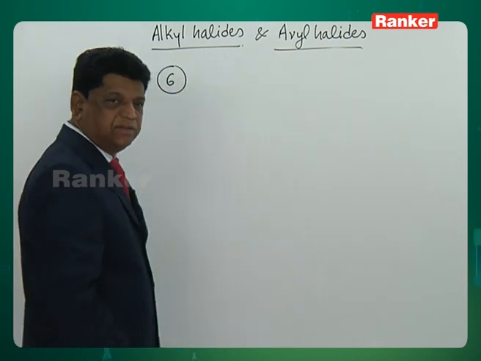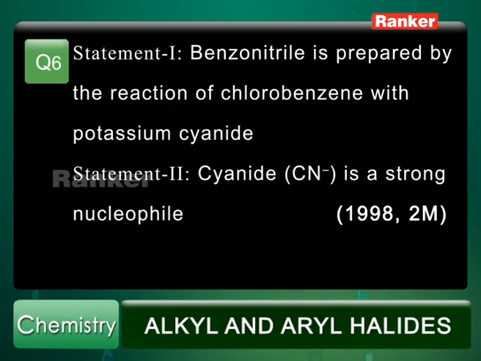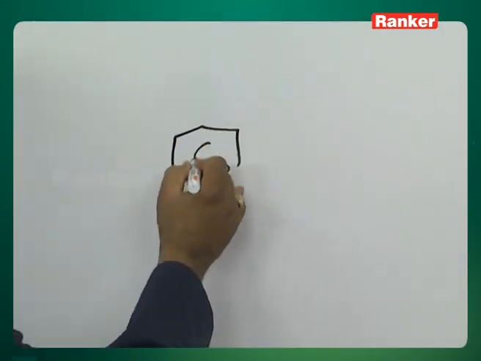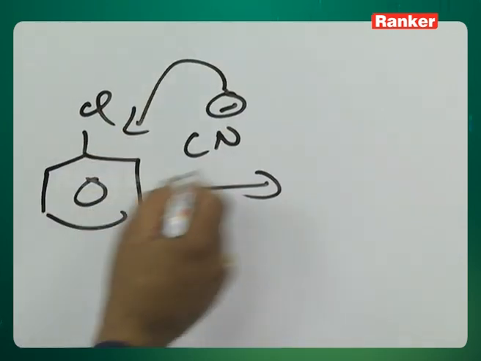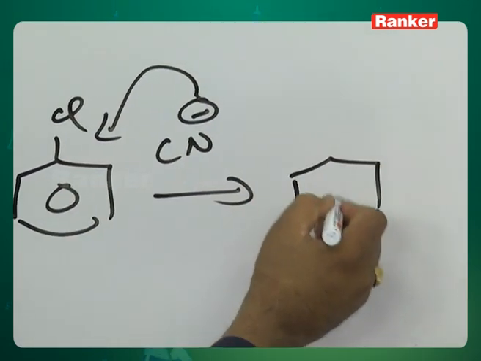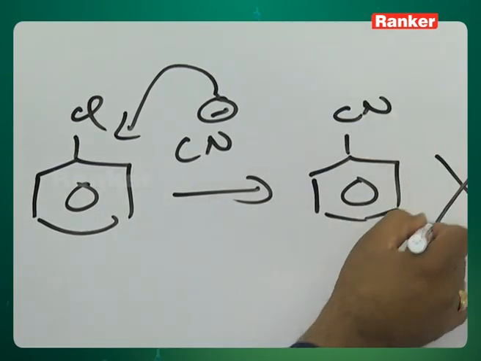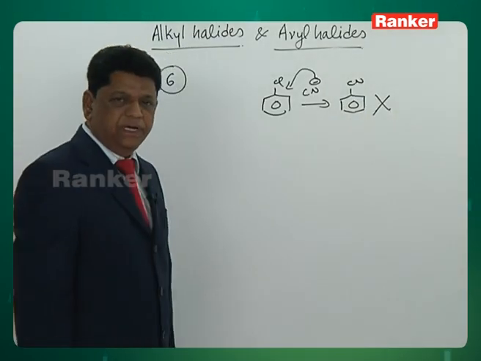Let us go for the 6th question. Statement 1: benzonitrile is prepared by the reaction of chlorobenzene with potassium cyanide. Statement 2: cyanide anion is a strong nucleophile. For the first statement, nucleophilic substitution on chlorine containing benzene is a tough reaction. So replacement to get benzonitrile is wrong. This statement is wrong, since nucleophilic substitution is difficult.